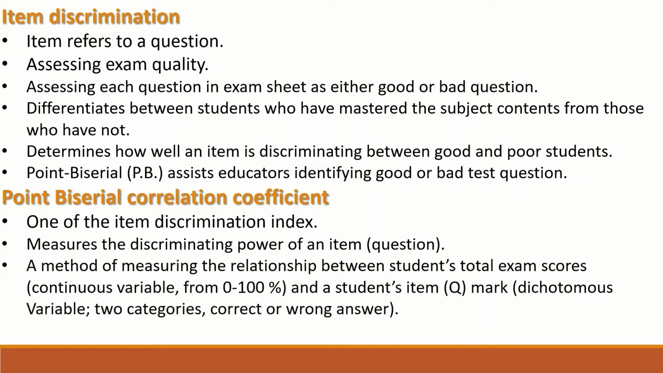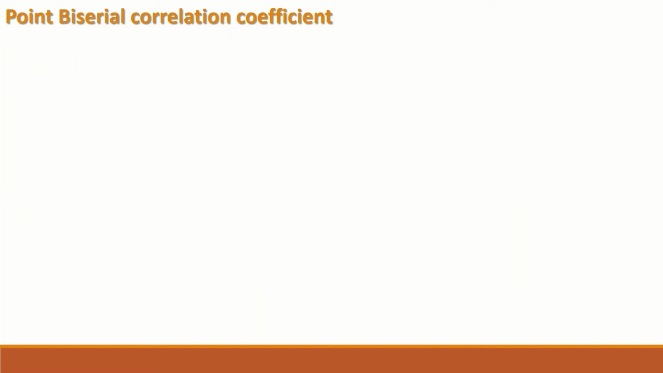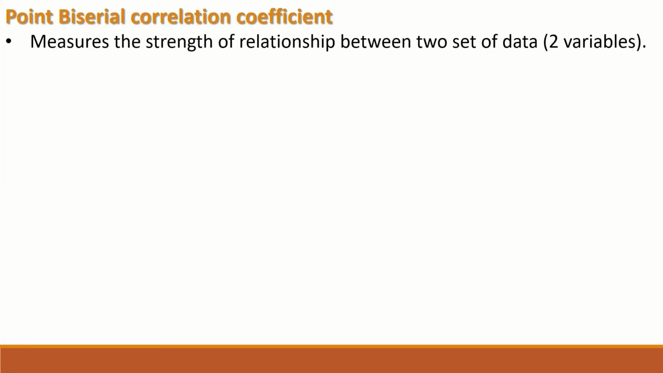It is a method of measuring the relationship between student total exam scores, a continuous variable from 0 to 100, and students' item mark or score, a dichotomous variable. Dichotomous means two categories, correct or wrong answer. It does measure the strength of the relationship between two sets of data.